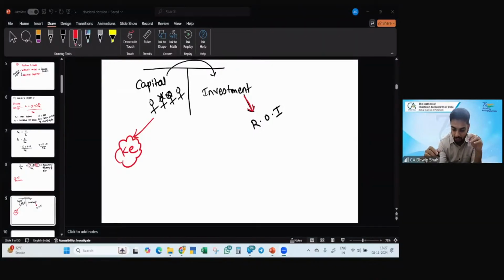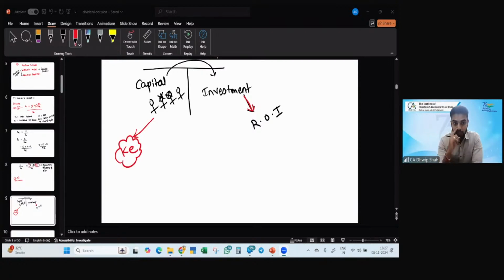ROI is the actual rate of return, not the required rate. It is the actual rate of return earned from the investment. And KE is the expected rate of return by the equity shareholders, by the investors, by the capital providers. So their expectation becomes cost to the company.